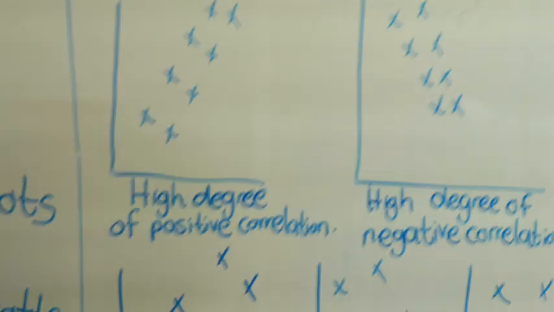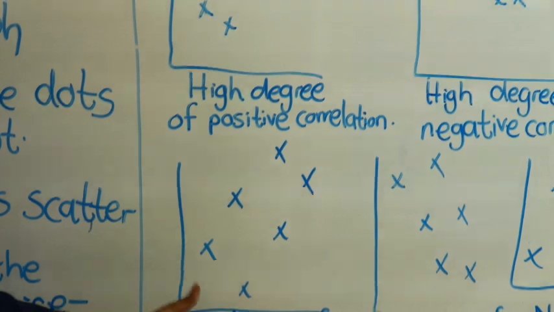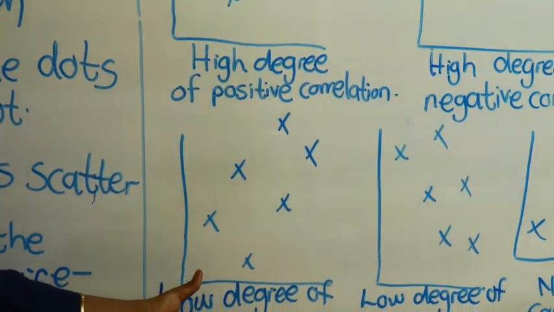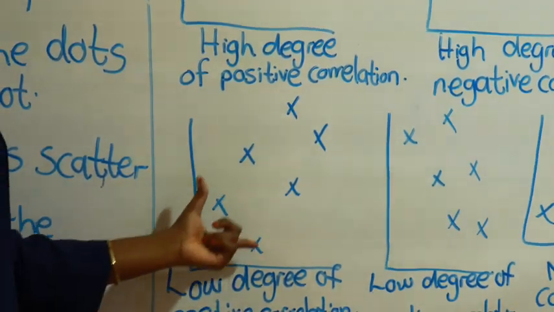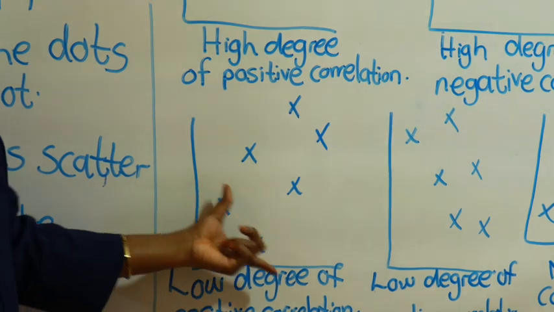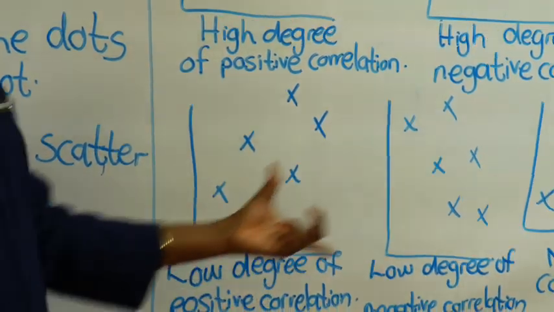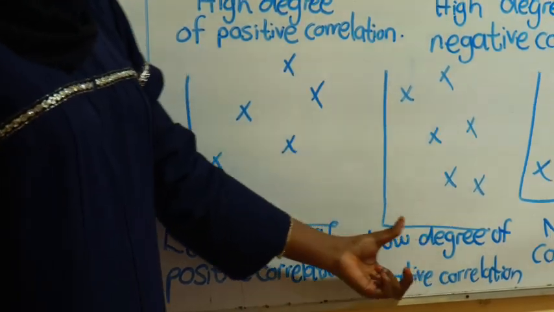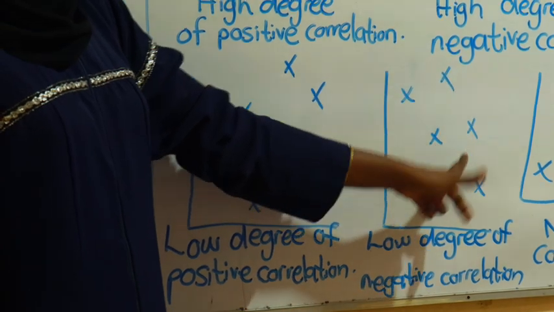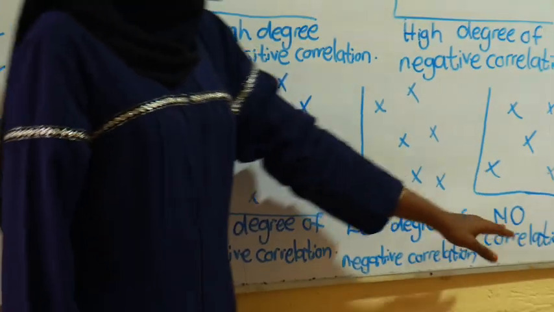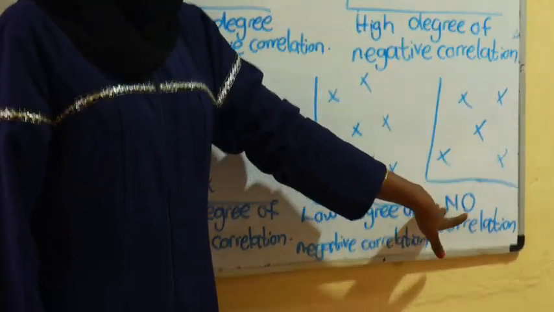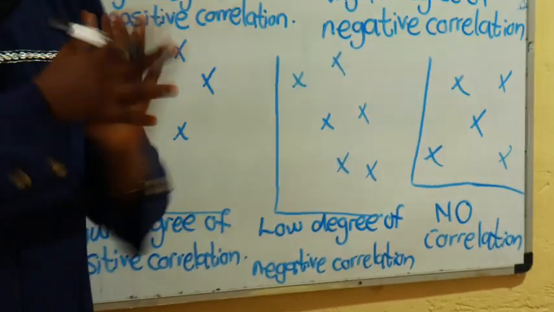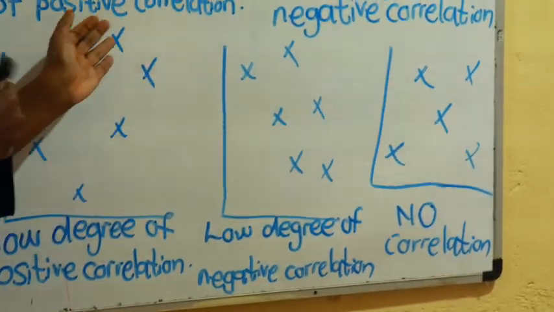And then when you have something like this, it is a low degree of positive correlation, to show that the points are far from each other. So that is a low degree. Also, a low degree of negative correlation if the points are far from each other. And then here you say no correlation because the points are scattered all through the graph. So you should take note of that.